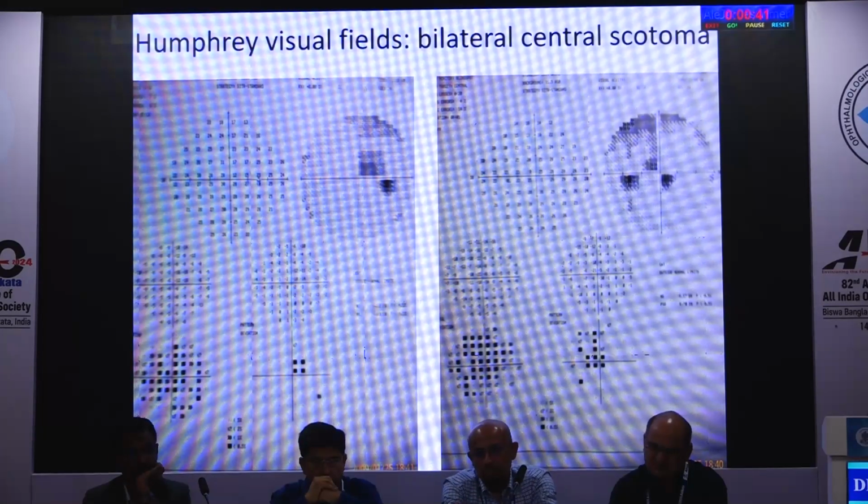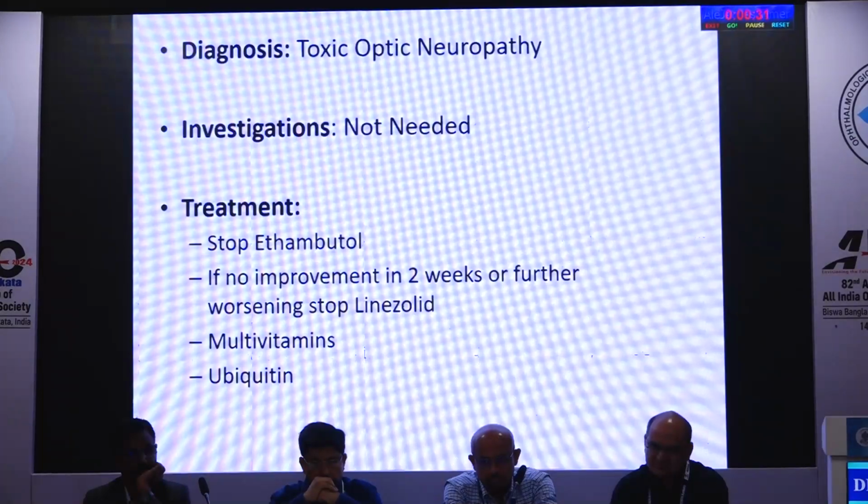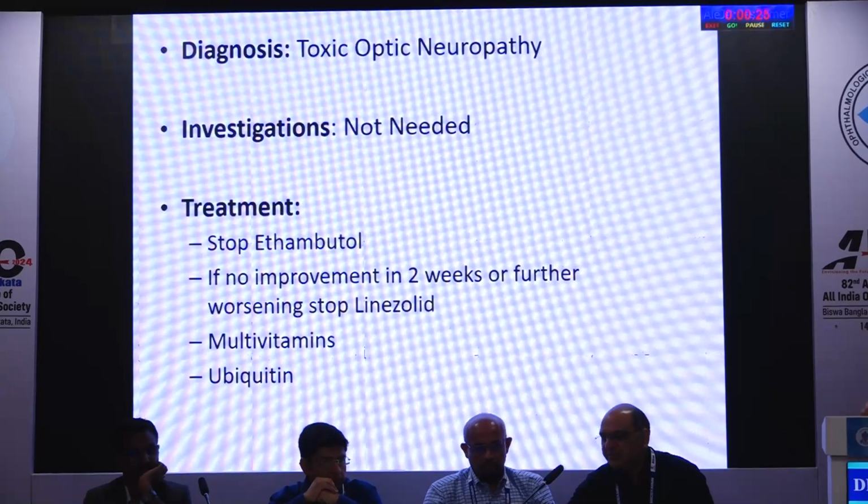And you look at the visual fields, this is typically what you're going to be seeing: these central scotomas in both eyes. So you can see a depression in the central visual field. So this is a case of toxic optic neuropathy. Dr. Ankur, how would you approach this patient, and how would you manage him?